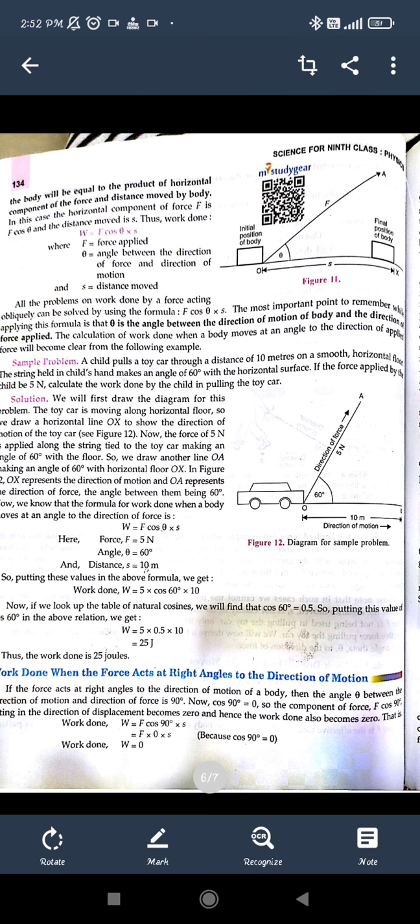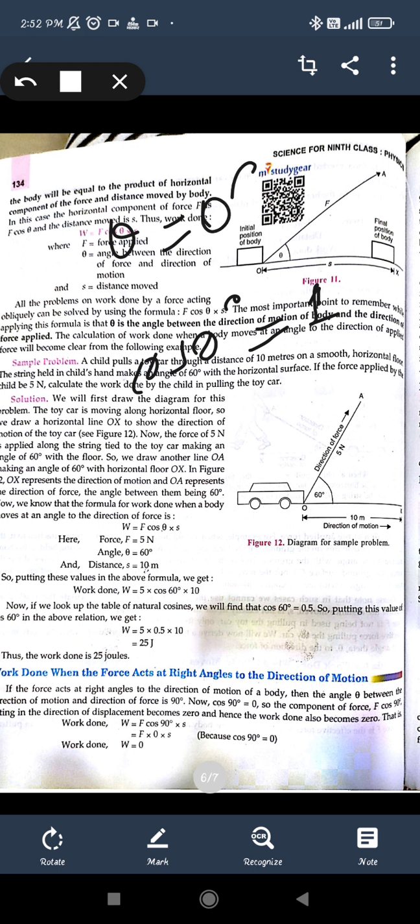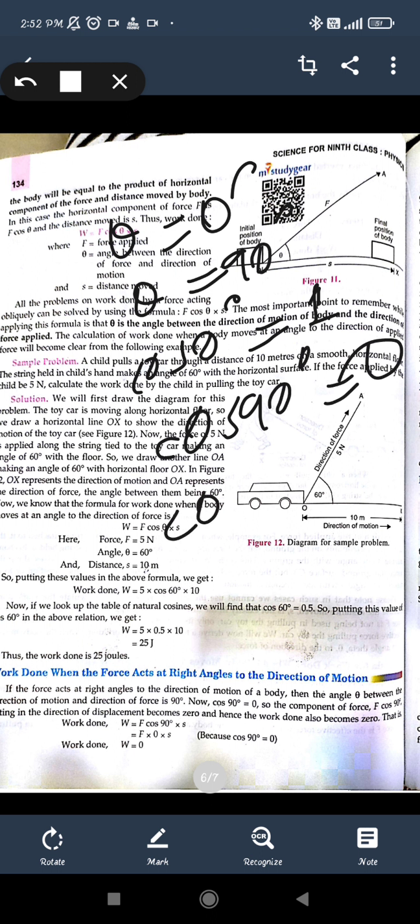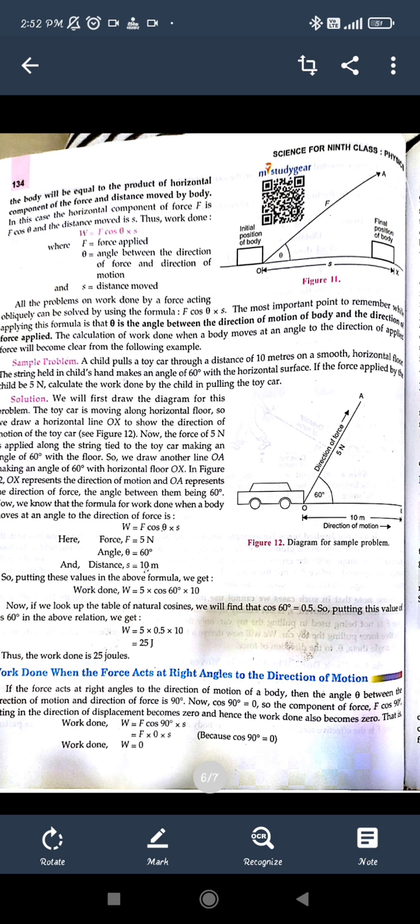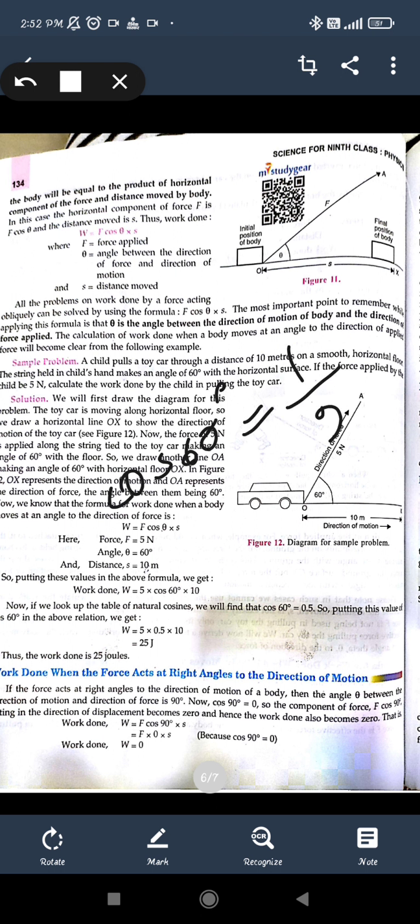So let me tell you the values of cos theta for different angles. Cos 0 degree is always taken as 1. If we take theta equal to 90 degree, then cos 90 is taken as 0. If you talk about 180, then cos 180 is taken as minus 1. So these are the values of cos theta for different angles. Here the value is already given as 60 degree. So what was the value of cos 60? Cos 60 degree is 1 by 2.